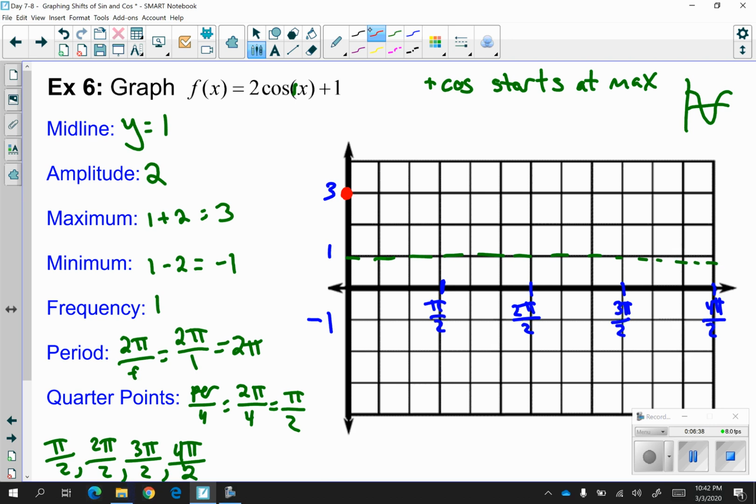So our next point is going to be at pi over 2, and it's going to be at the midline at 1. Your next quarter point goes to the minimum, you come back to the midline, and you end back up top. Please remember that you don't go from a max to a minimum without crossing over your midline first. When you connect this, please don't do a U because that's not the shape of a cosine curve. It has kind of like a fanned out U. It opens upwards at the top.